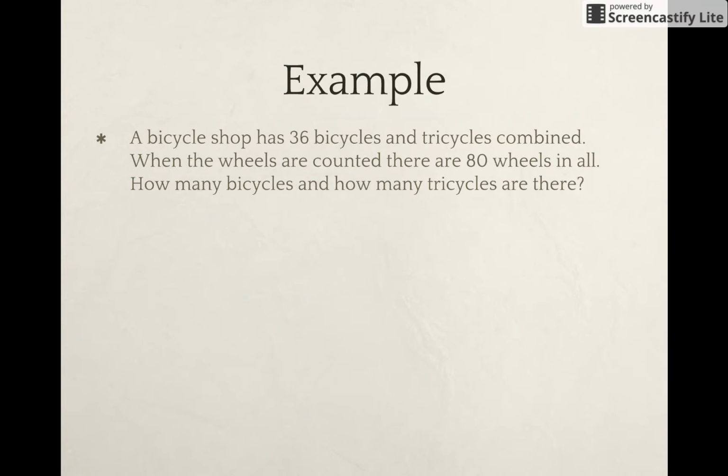Here's an example. A bicycle shop has 36 bicycles and tricycles combined. When the wheels are counted, there are 80 wheels in all. How many bicycles and how many tricycles are there?